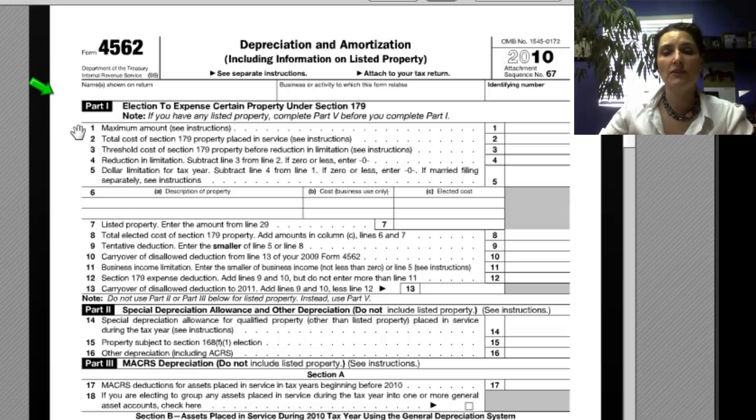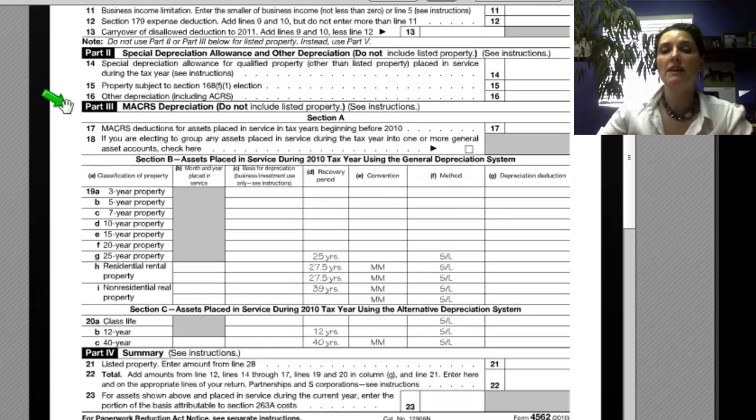In Part 1 of Form 4562, you make the election under the rules for expensing property. That election is called Section 179 Expensing. We're going to learn about that in today's class. In Part 2 of Form 4562, we look at the special depreciation allowance and other depreciation deductions, and we're going to learn about those. Then in Part 3, we claim our MACRS depreciation deductions. And on line 17, we claim depreciation for assets that were placed in service in earlier years.